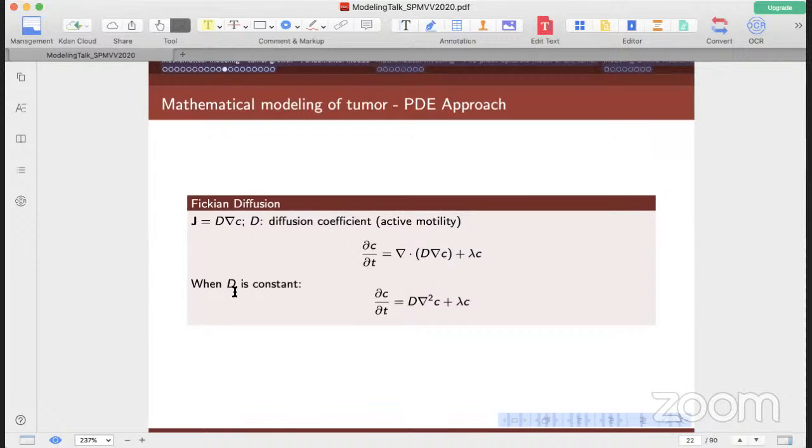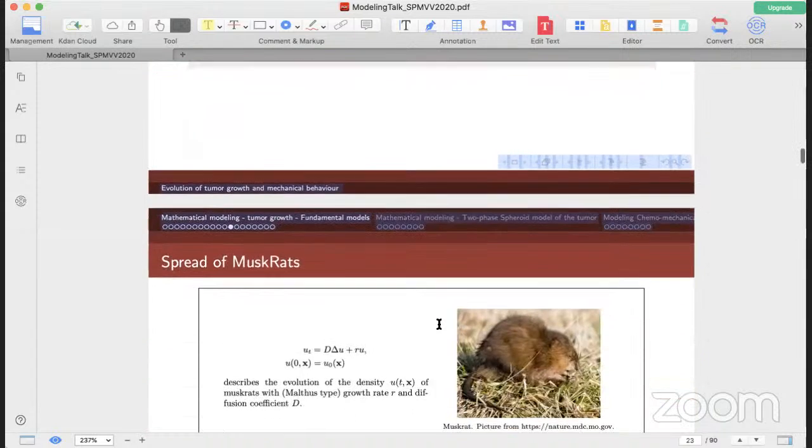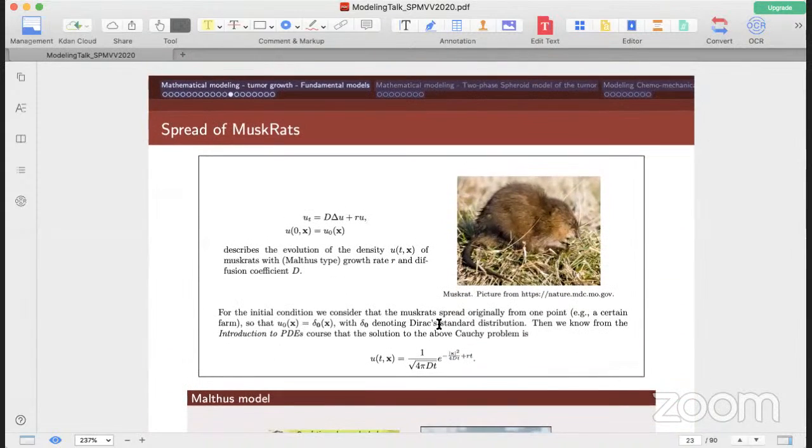Now if D is constant, then you get this. Those who have done a first course in PDE would have come across this type of equation, parabolic. If lambda is 0, this is a typical example of unsteady heat conduction, which is a parabolic equation. Since it is linear, one can start attempting solutions using the separation of variables approach.